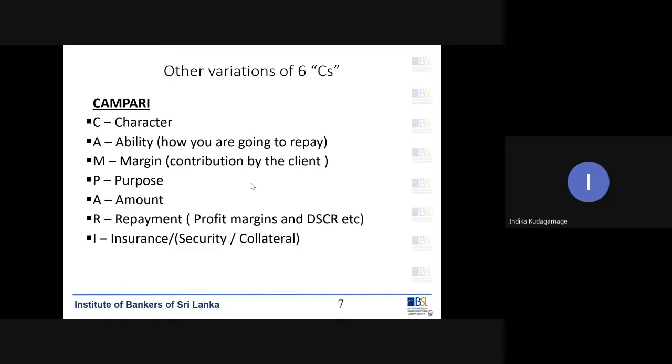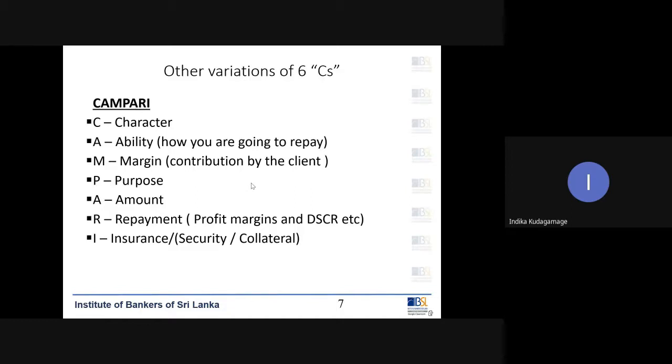Here M stands for margin, which is the contribution by the client. That is capital under the 6 C's of credit. Sorry, capital under 6 C's of credit. Then the purpose, then amount, how much we are giving. Purpose, legal, illegal, we don't give to illegal.